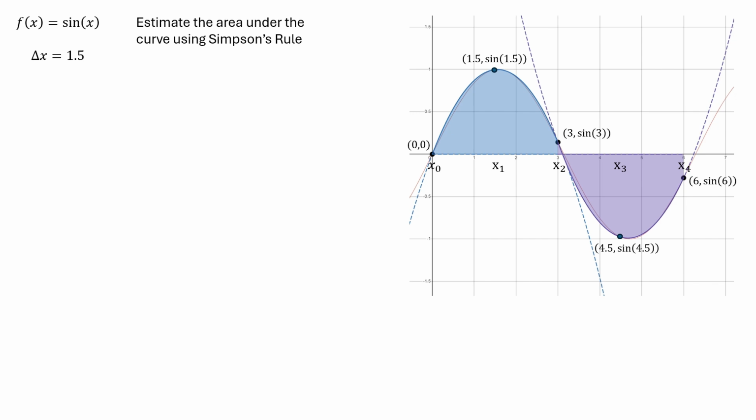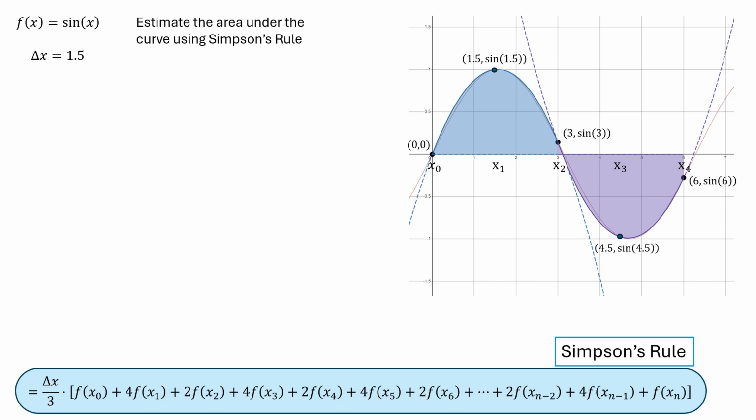The function is sine, so f of x1 is f of 1.5, which is sine of 1.5, for example. Using Simpson's rule, we just have x0 through x4, so the coefficient of f of x4 is just 1. All the other coefficients can be read directly. We know what all these values are. We know f of x0 through f of x4 because those are just the outputs of the sine function. We also know delta x is 1.5.